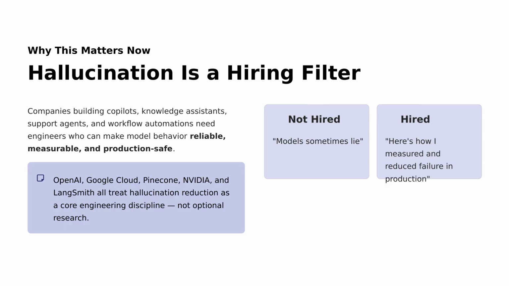This matters right now because hallucination isn't just a model quirk. It's become a real hiring filter. Teams building copilots, support agents, and workflow automations need engineers who can make AI behavior reliable, measurable, and safe in production. That's why companies like OpenAI, Google Cloud, Pinecone, NVIDIA, and LangSmith treat hallucination reduction as core engineering. The difference is simple: not just noticing failures, but showing how you measured them and reduced them.